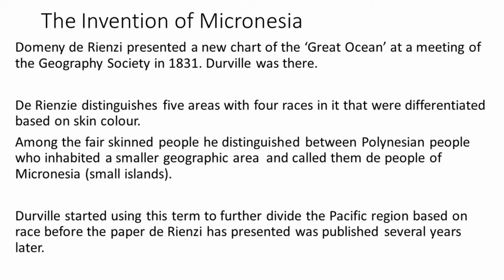Among the fair-skinned people, he distinguished between Polynesian people, who inhabited a smaller geographic area, and called them the people of Micronesia, the small islands. So what we also refer to now as Micronesia was initially still considered part of Polynesia, and later got a different name. Now, d'Urville started using this term to further divide the Pacific region based on race before the paper de Rienzi has presented was published several years later. So he actually stole his idea about the term Micronesia.